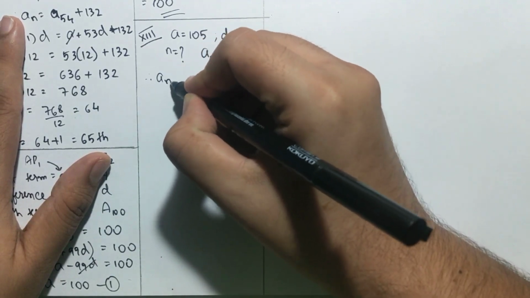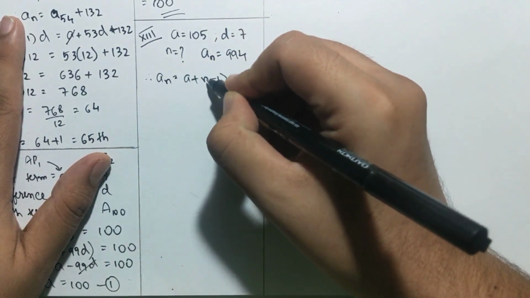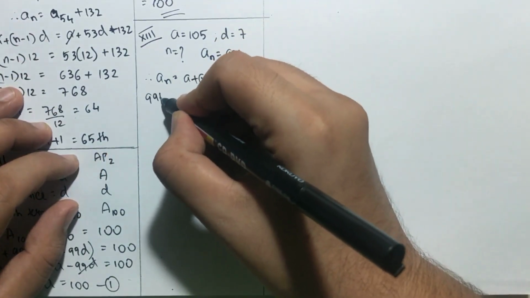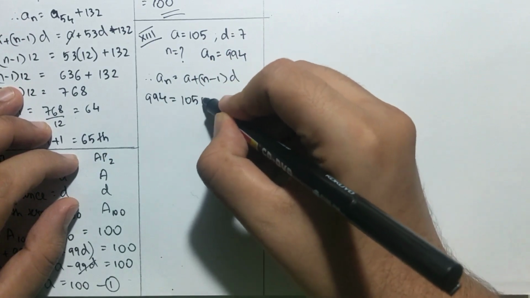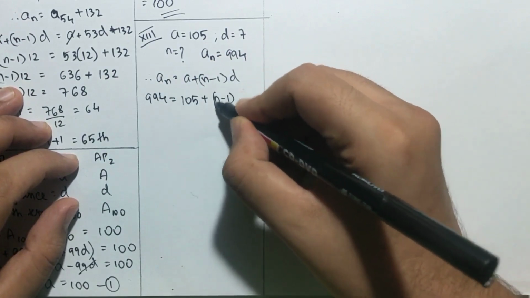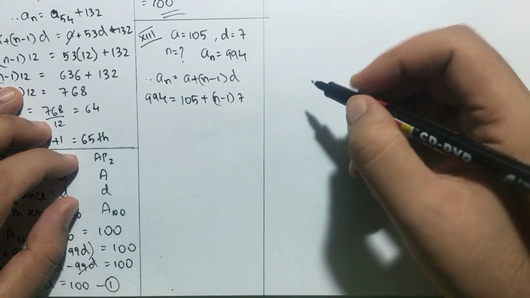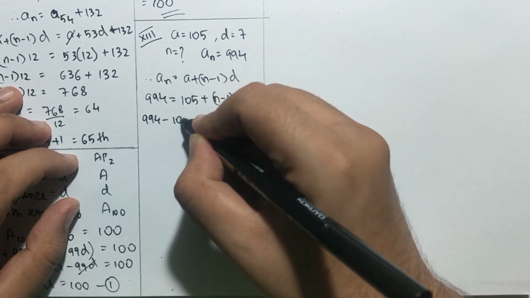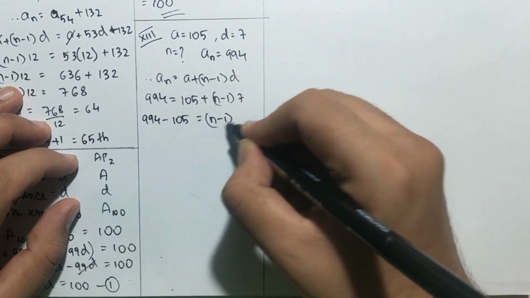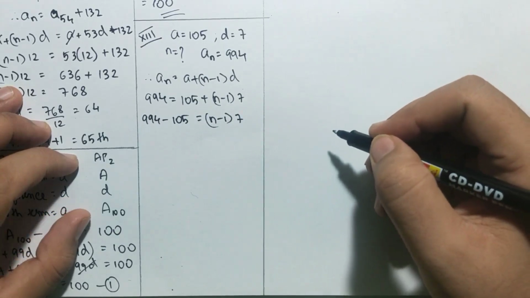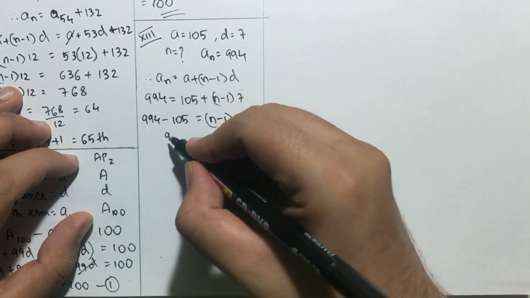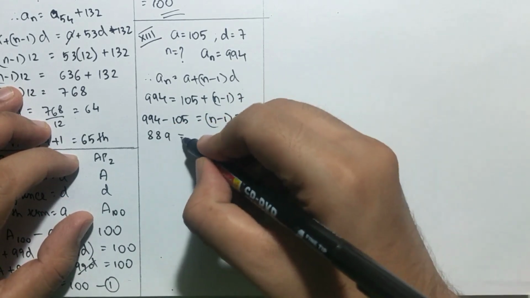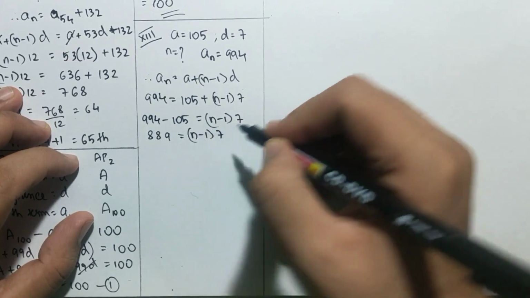We have our formula: an equals a plus n minus 1 d. We have to find n here. An is 994, a is 105, n minus 1 as it is, and d is 7. This 105 will go on that side. It will be 994 minus 105 equals n minus 1 multiplied by 7. If you subtract this, we get 889 equals n minus 1 into 7.